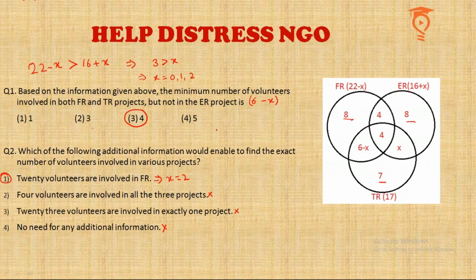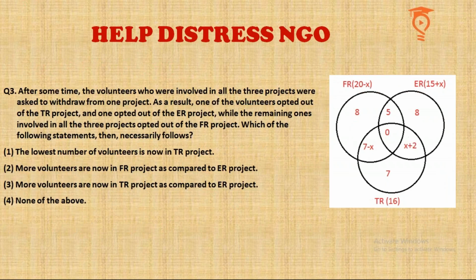Okay, for questions 3 and 4 we might need to work more on this. देखिए क्या लिखा है क्वेश्चन 3 में. थोड़ी देर बाद all the volunteers from the intersection were supposed to withdraw from one project. So as a result, one of the volunteers opted out of TR project. अगर कोई इस जगह से opt out करेगा तो he will go to a place which is present in exactly 2 sets. ओके क्योंकि वो तीनों में काम कर रहा था. अगर वो एक प्रोजेक्ट छोड़ेगा तब भी वो 2 में तो काम करेगा ही. Okay, so the one who leaves TR will be still working with FR and ER.